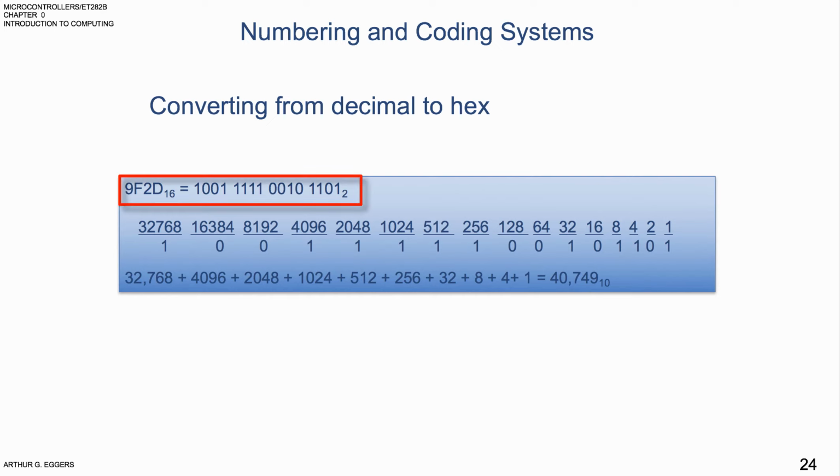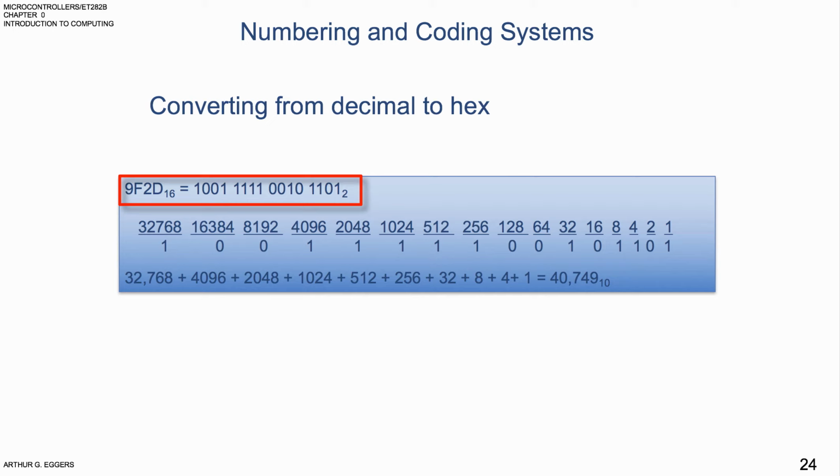Okay, in another case here, just a little longer number, but it gives us the same type of result. We have the hex value 9F2D. Convert each of the hex values to a binary 4-bit value, and then determine where we have ones and where we have zeros to determine if the weighted values will be added together.